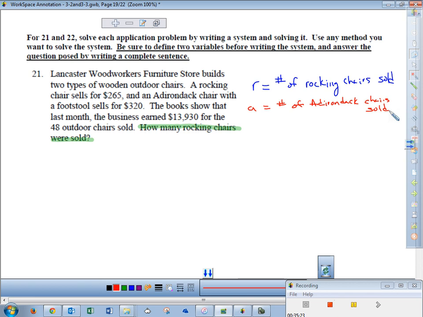The sooner you would have bought into defining things accurately, the easier these problems would have been to understand. R is how many they sold for rocking chairs. A is how many of those chairs they sold also. So let's go back and look at some things that are provided for us with a little bit of common sense.